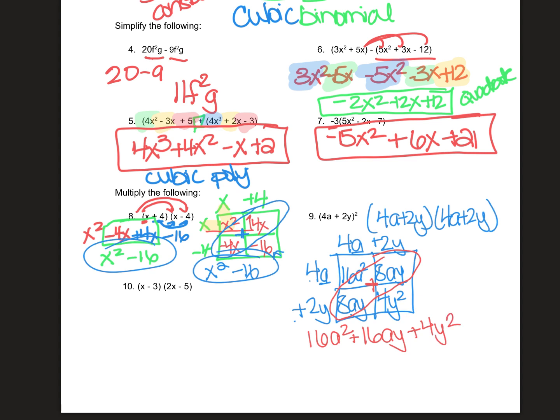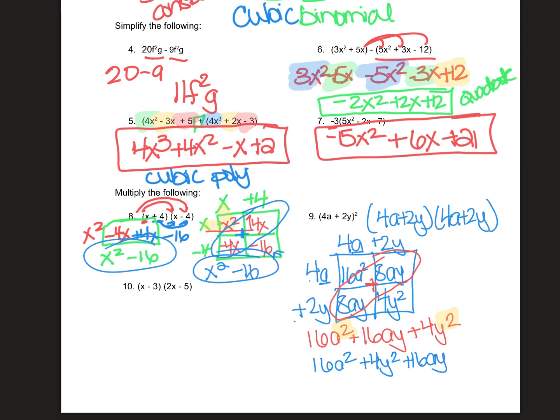Now, officially, when I rewrite this, I want to rewrite this from highest exponent to lowest exponent. You see, I have two highest exponents that are squared. So whenever that happens, I'll take it into alphabetical order. So I will be left with 16a squared plus 4y squared plus 16ay.